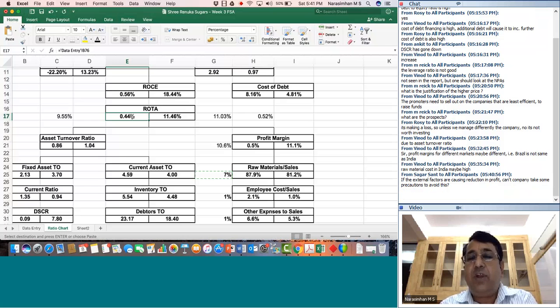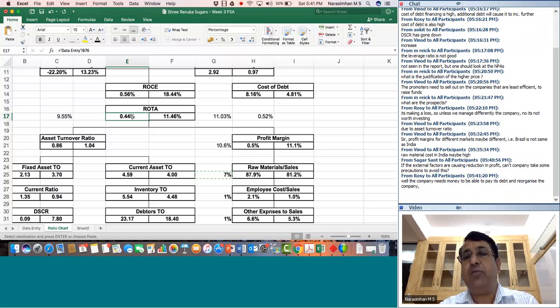Sagar says if the external factors are causing a reduction in profit, can't the company take some precaution to avoid this? Maybe it is possible; many times it may not be possible. What precaution can this company take? Let's take a sugar company as an example. At best, you can go for a forward contract or futures contract of sugar for one quarter, but your production is much larger.